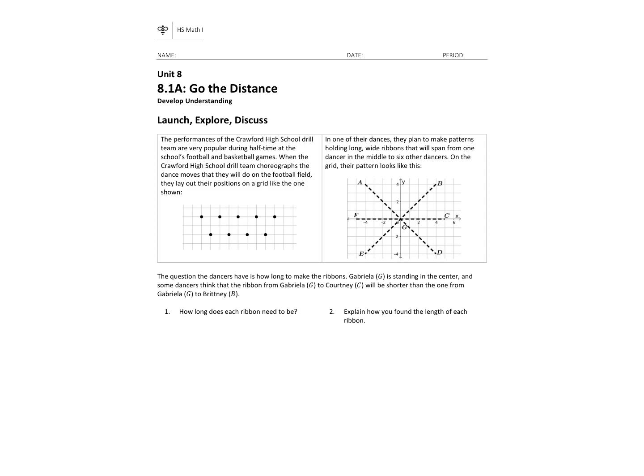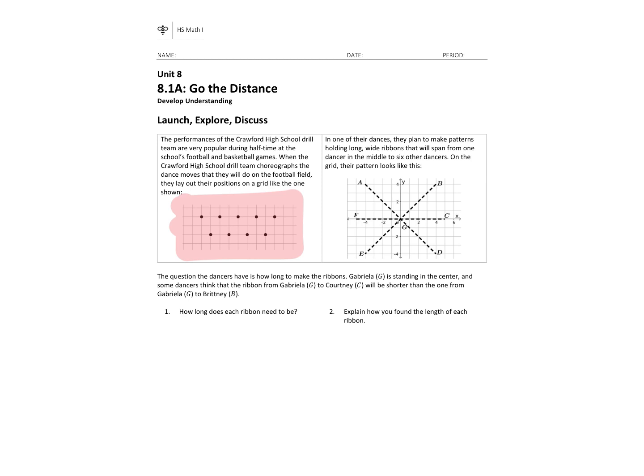It says, the performances of the Crawford High School drill team are very popular during halftime at the school's football and basketball games. When the Crawford High School drill team choreographs the dance moves that they will do on the football field, they lay out their position on a grid like the one shown. Okay, so right here, this is typically what they do, where each dot represents a dancer on the drill team.